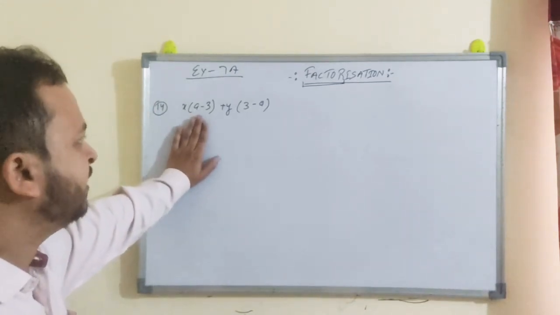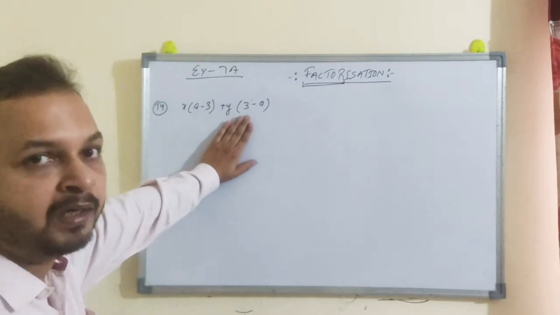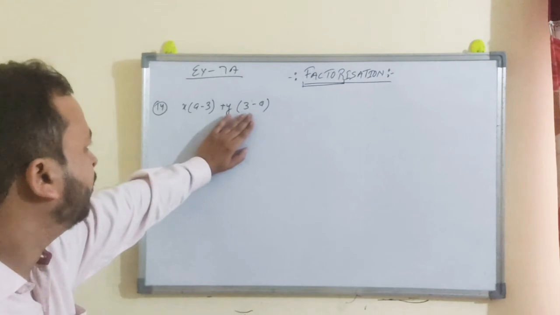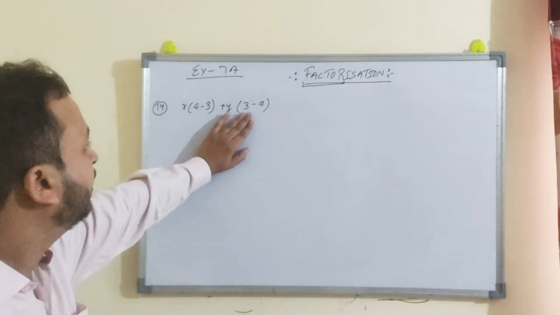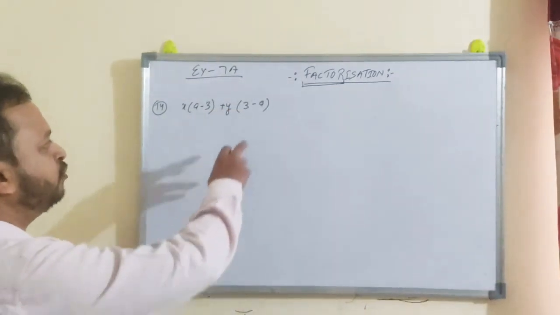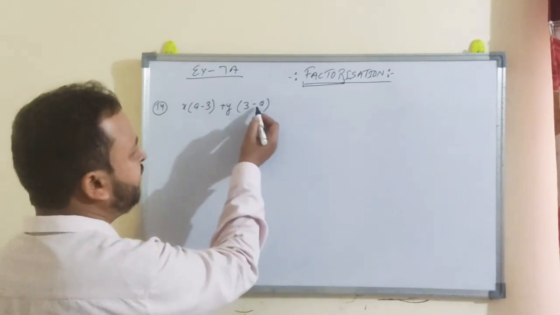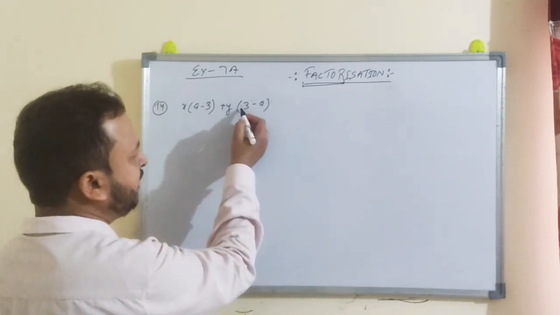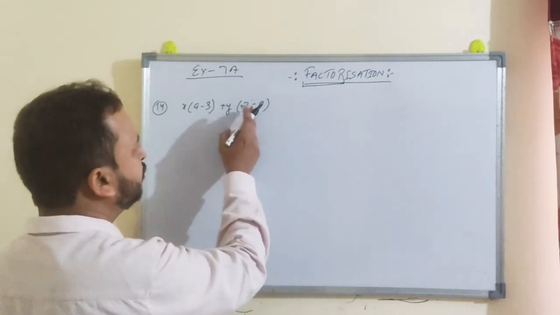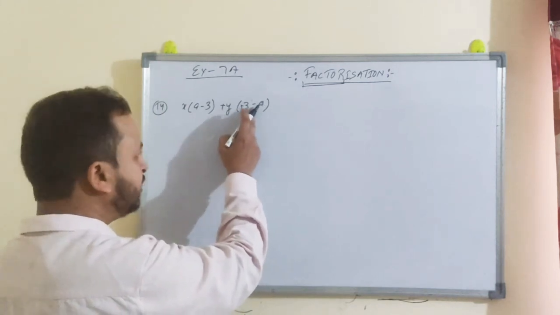So here a minus 3 is written, here 3 minus a is written. So what should we take common? If it was a minus 3, we could take a minus 3 common from both sides. So we have to change it. If we take minus common from here, this has a plus sign, this has a minus sign. So if we take minus common, the plus becomes minus and the minus becomes plus.